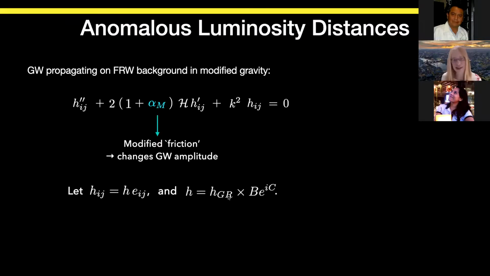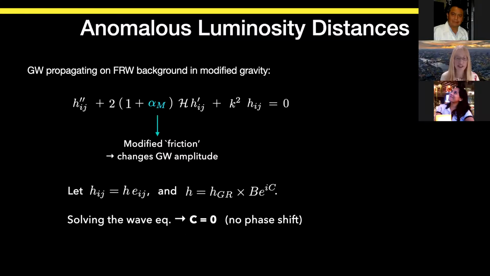So you can plug this into the equation here. You can do a WKB approximation and solve to get your factors B and C. What you find is that C is 0, so there's no phase shift in this particular equation, so that's fine. But B is non-zero. What you get for this factor B is an exponential, and the argument of that exponential contains the time integrated alpha m. Remember I said these alpha parameters are actually functions of redshift, and somehow there's this integration over the history of alpha m that is going to change the amplitude of your gravitational wave.